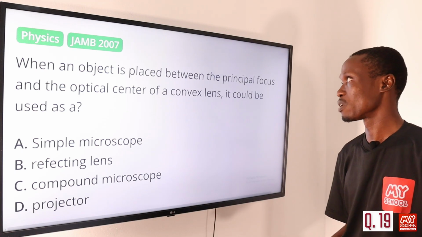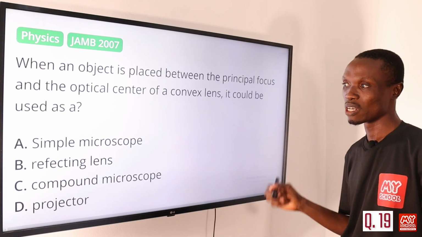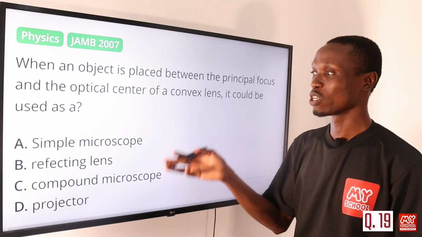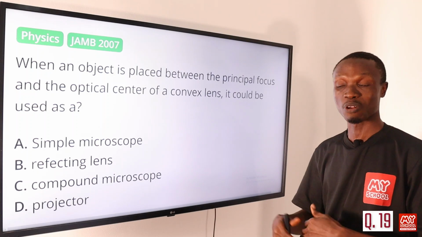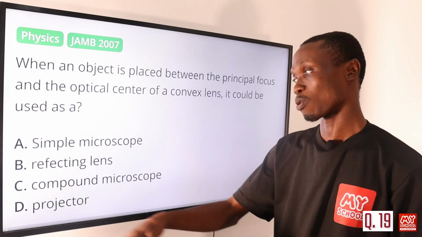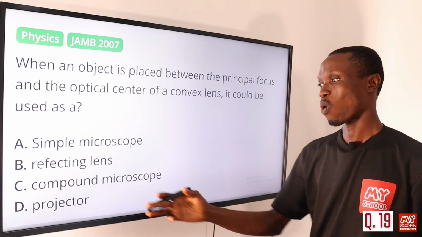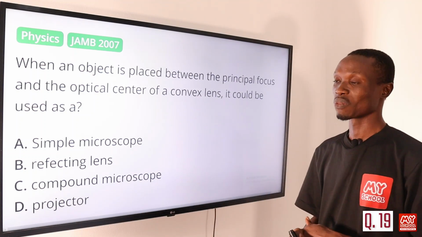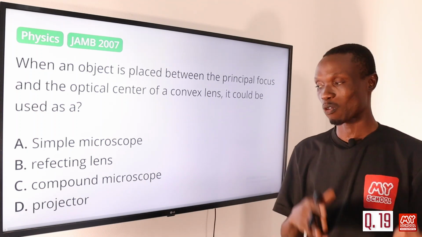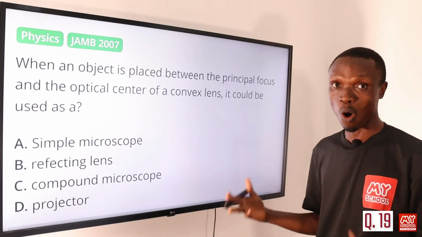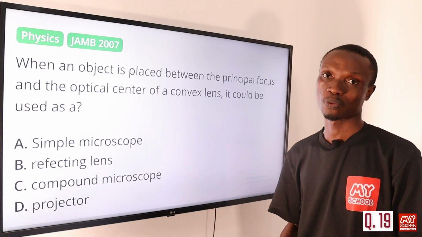When an object is placed between the principal focus and the optical center of a convex lens, it could be used as a simple microscope. A simple microscope consists of a single convex lens that is used to magnify small objects. If we look at option C, a compound microscope actually uses 2 or more lenses. While for option D, a projector is a device that is used to project an object onto a surface using light and 1 or more lenses. But the answer to this question is option A, simple microscope.